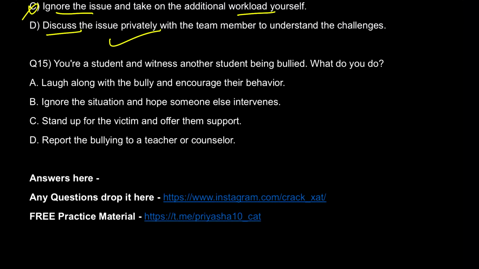Question number 15. You are a student and witness another student being bullied, just like being harassed. Here also, many people fall for the trap and think that these keywords are really good. Standing up for someone, offering support to someone sounds very cool and sounds very emotionally intelligent. But trust me, guys, when it is a situation of danger, you are not supposed to stand up by yourself. You are supposed to report it to the folks. And reporting is the best thing you should do.